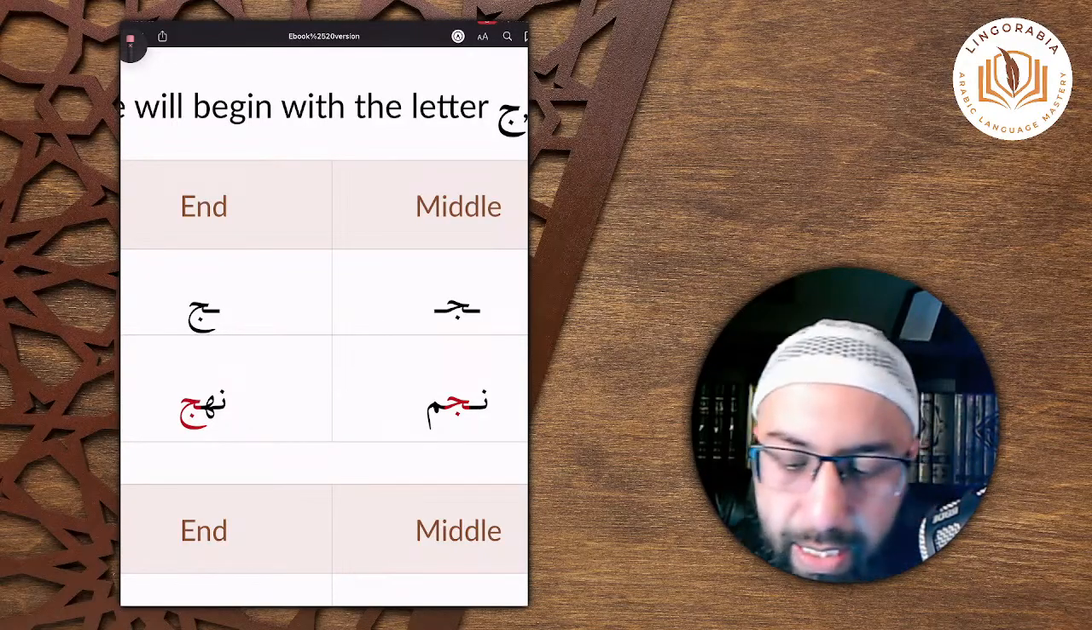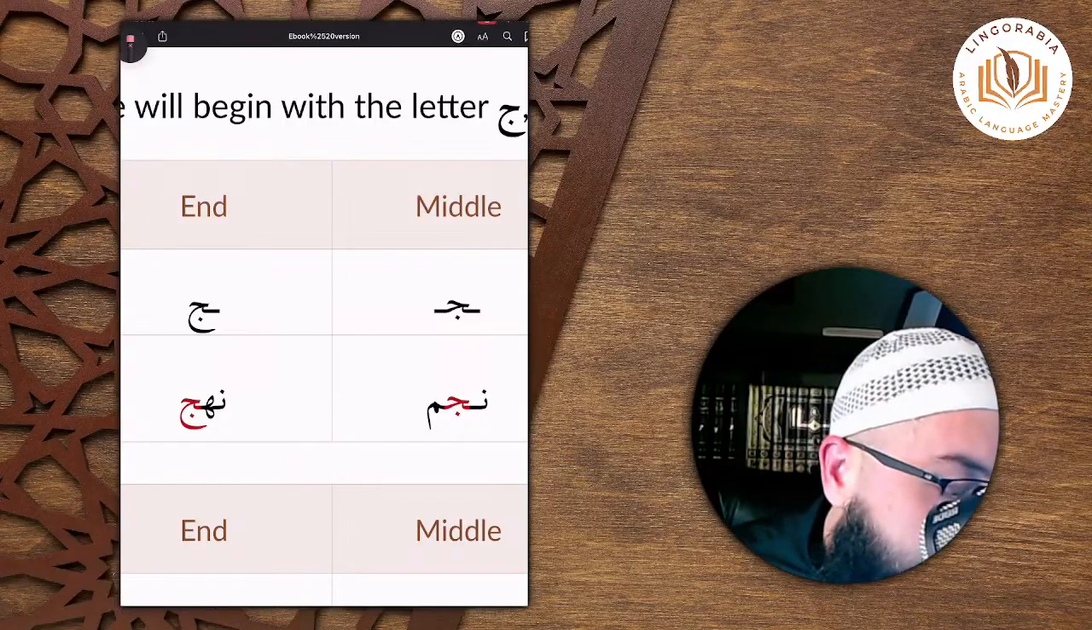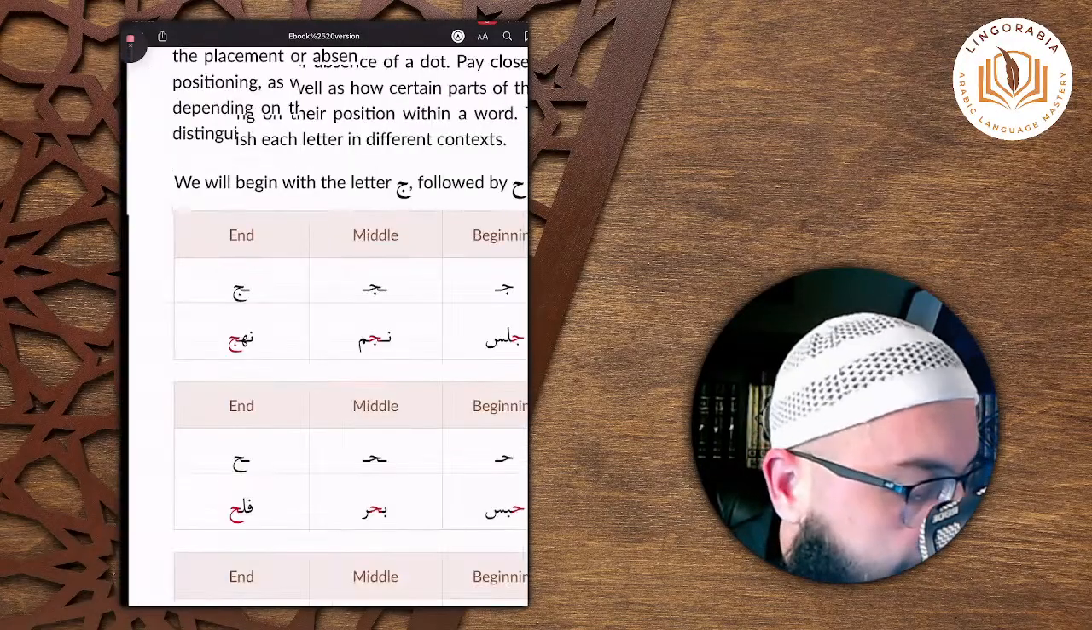So if that's the case, then inshallah we are going to carry on to the next letter. Now the next letter is the letter ha.